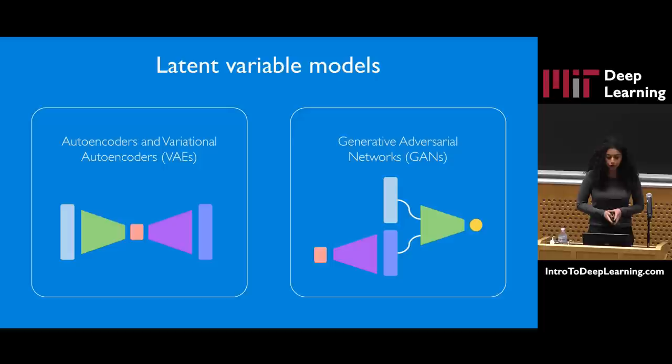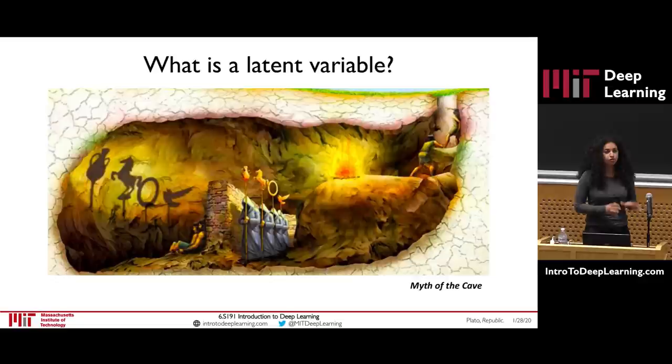And so we'll really dive deeply into two classes of models that we call latent variable models. But first, before we get into those details, we have a big question. What is a latent variable? I think a great example to describe the difference between latent and observed variables is this little parable and story from Plato's Republic from thousands of years ago, which is known as the myth of the cave.